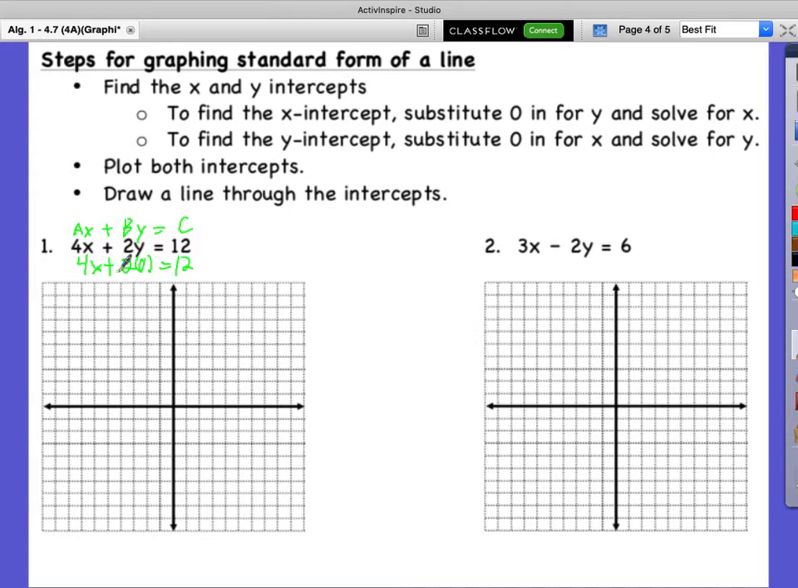Then we would multiply, and we go through and find out what x is. So what's 2 times 0? 0. So we're left with 4x + 0 = 12. Well, it's really just 4x = 12, right?